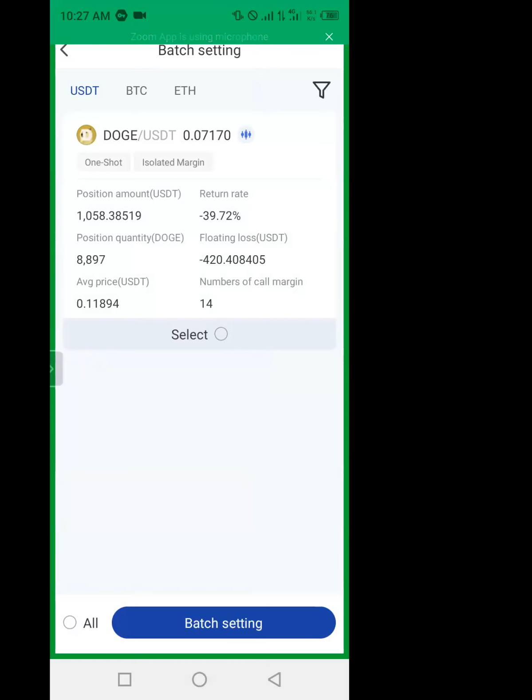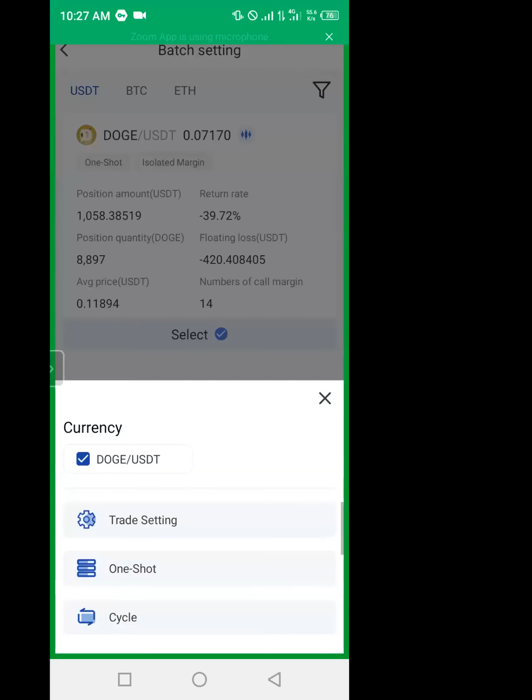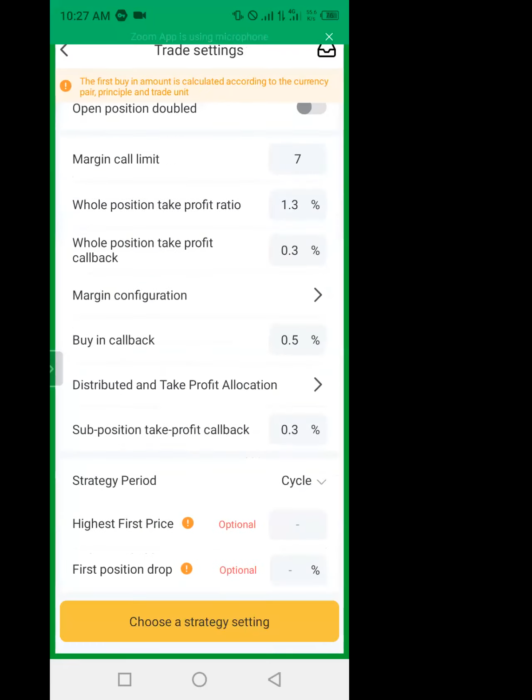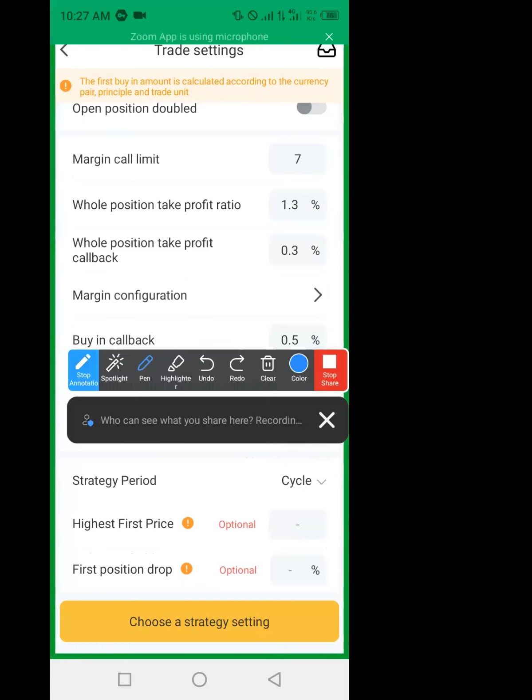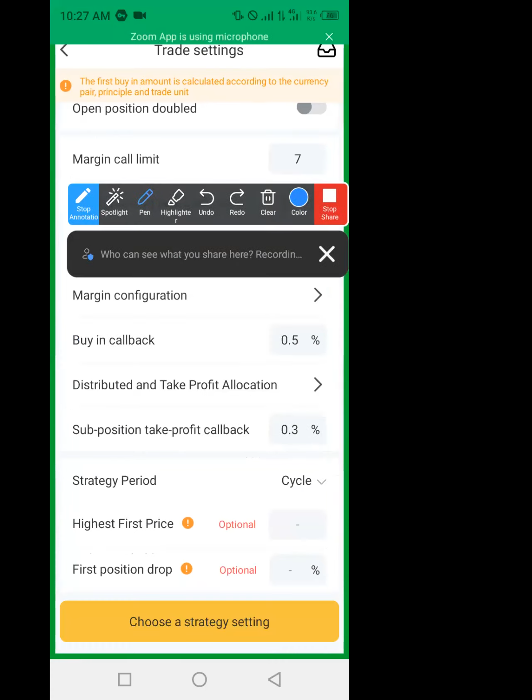But again, you can put a strategy, like you can choose that your capital is 1,000 and you will be trading with 14 margin calls at this percentage. My first buying amount is this. If you want to set all your coins in one setting, you come here and select all of them and then you go to batch setting. When you go to batch setting, you go to trade setting. When you go to trade setting, if you had put a strategy, you then come to choose a strategy.